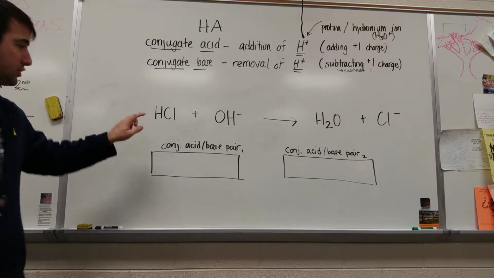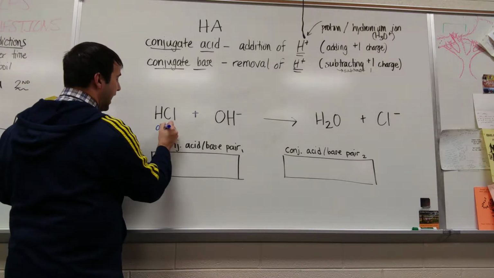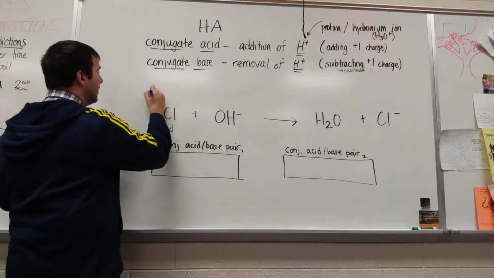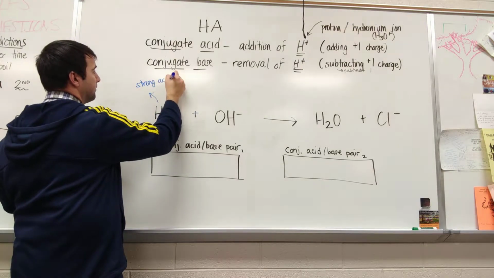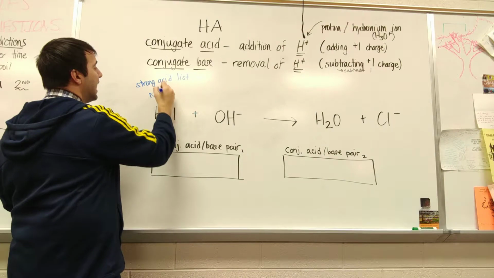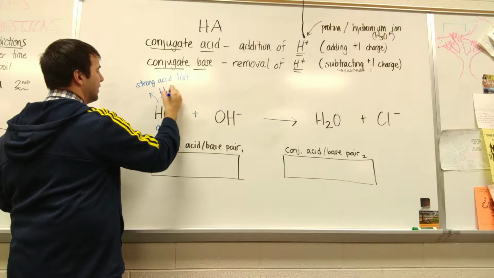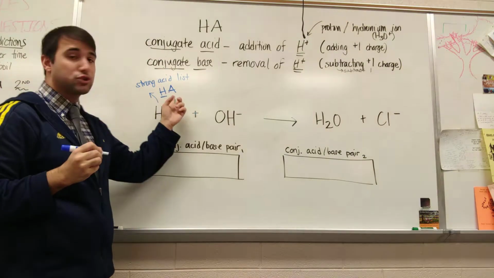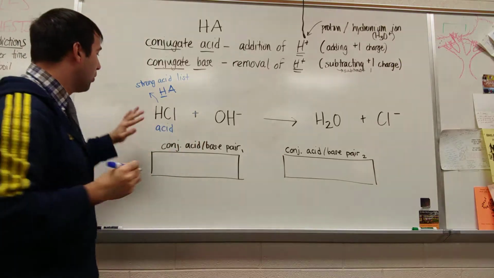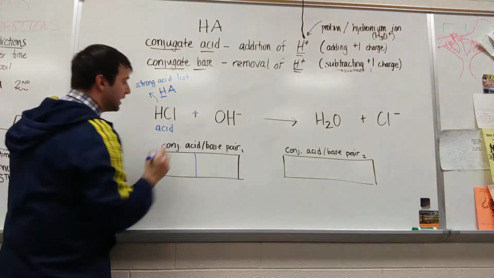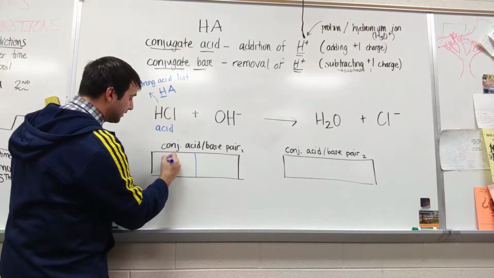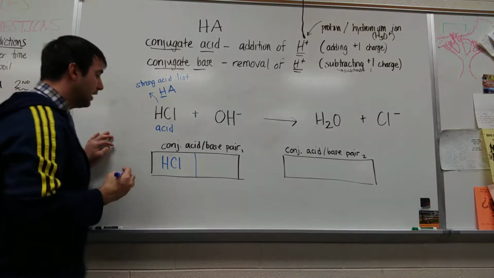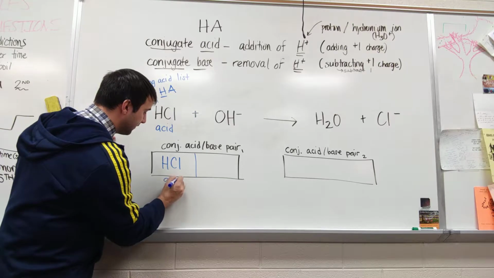I know that HCl is an acid. How do I know it's an acid? Not only is it on my strong acid list, it has the structure HA. HA is the structure for acids. So for my first conjugate acid-base pair, one of my acids is HCl. This is my acid.